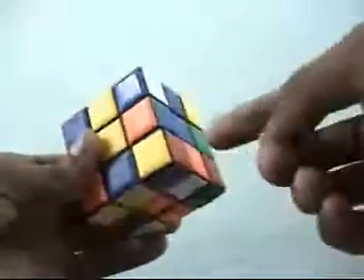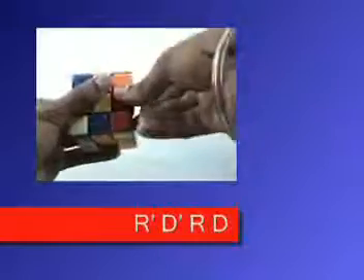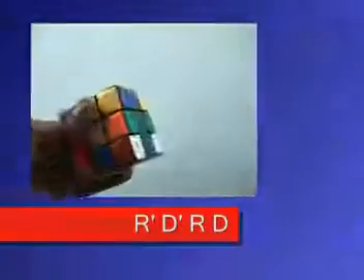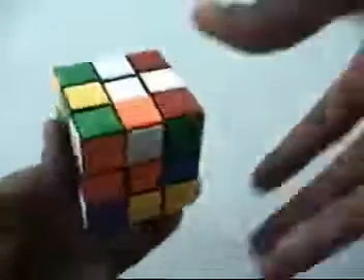Follow the second algorithm, that is right inverted, down inverted, right, down. Repeat this n number of times to get the same orientation. I got it when I turned it the first time also. So find the second piece, another corner piece.